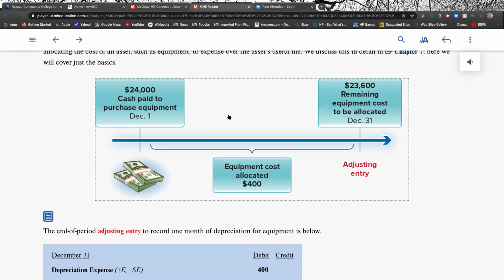So what we need to do with equipment is take the cost of the equipment and spread it out over its lifespan. In this particular case, don't worry about calculating the numbers right now. In these examples, they pretty much give you the numbers. So what they're saying here is on December 1st, I paid $24,000 for this equipment. They don't even tell you what it is, right? Not important what it is. You pay $24,000 to buy this equipment. This equipment is going to last you several years.